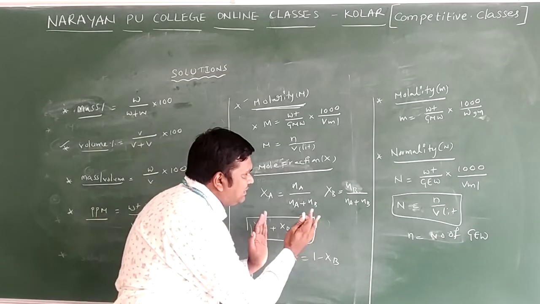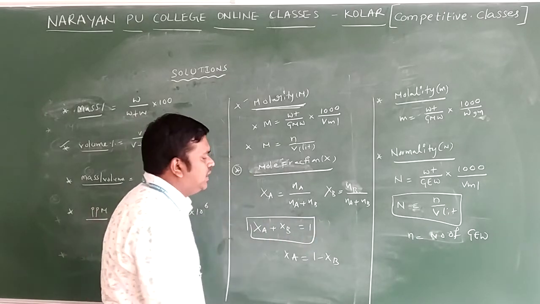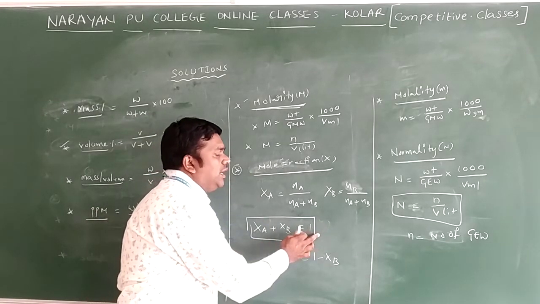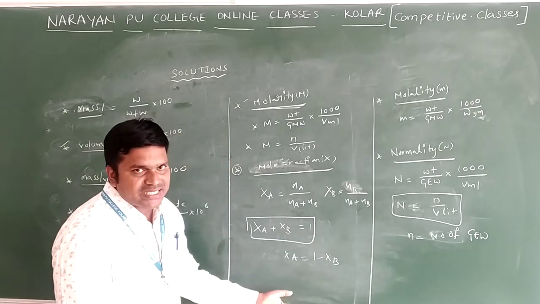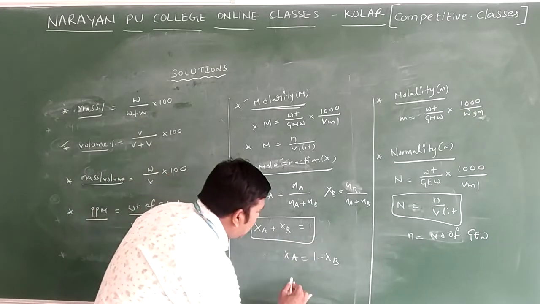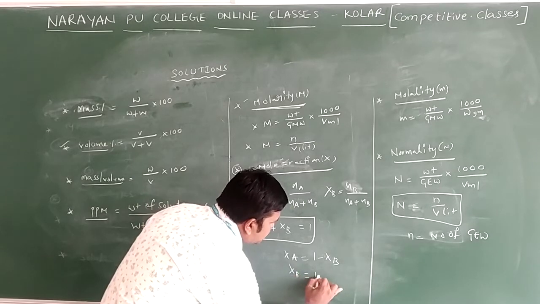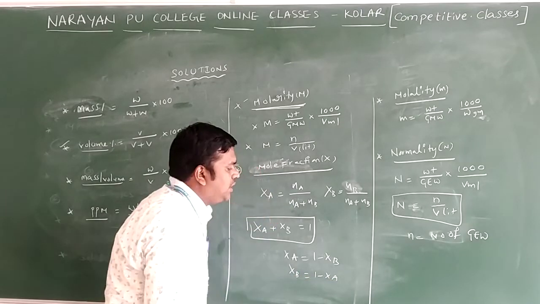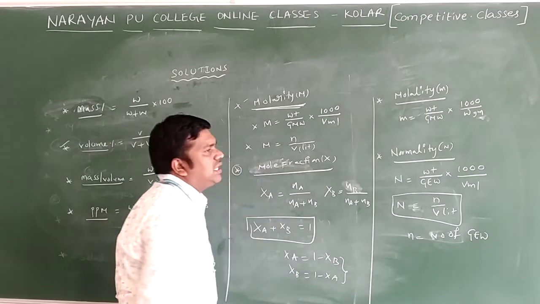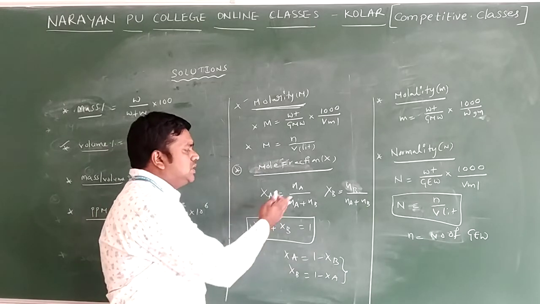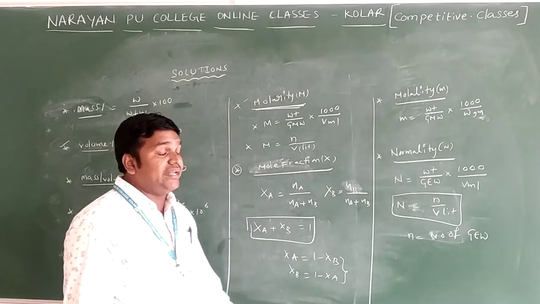If you want to add these two, then what will you get here? XA plus XB is equal to 1. From this we can write XA is equal to 1 minus XB, or XB is equal to 1 minus XA. So we have to use these two formulas, not only these two formulas. Maximum mole fraction we are getting in one question.